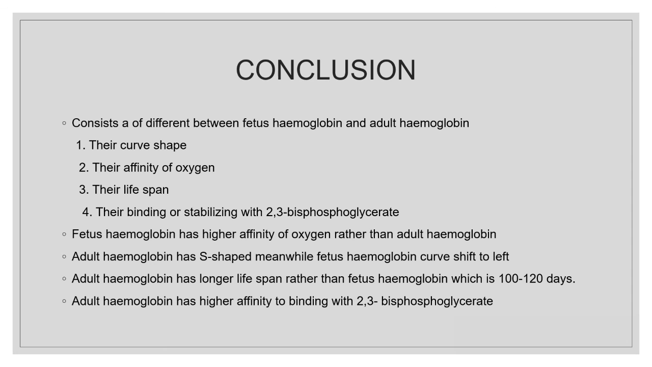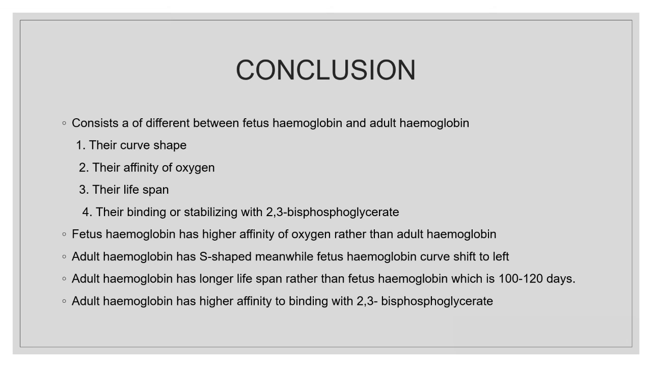As a conclusion, there are a lot of differences between fetal hemoglobin and adult hemoglobin. For instance, their curve shape, their affinity for oxygen, their lifespan, and their binding or stabilizing with 2,3-bisphosphoglycerate. As mentioned in this video, fetal hemoglobin has higher affinity for oxygen than adult hemoglobin. This is because it helps to enhance oxygen delivery to the fetus in the womb. Next, fetal hemoglobin has a curve shifted to the left. Meanwhile, adult hemoglobin has an S shape.